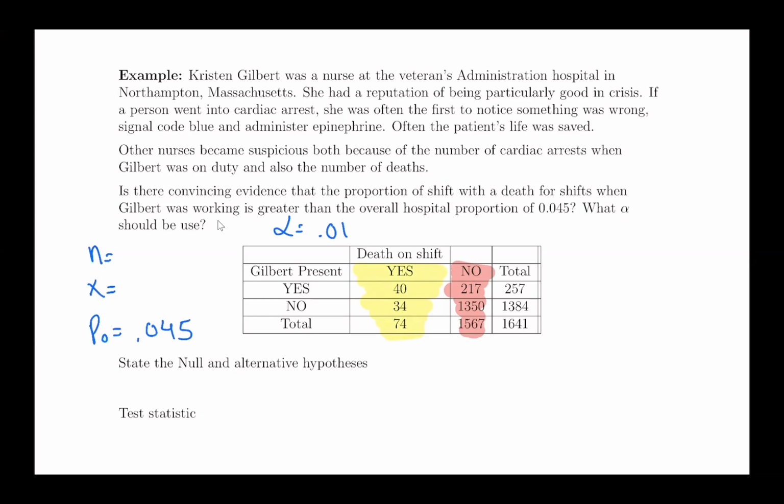Since we're trying to say she is killing these people, we just want to worry about when she was actually around. We don't really want to worry about when she's not around. So how many times was she present? 74. Yeah, so she was present for 74 times when they went to cardiac arrest. Oh, you know what? Sorry, I misread this.